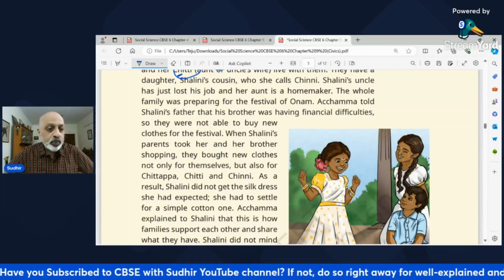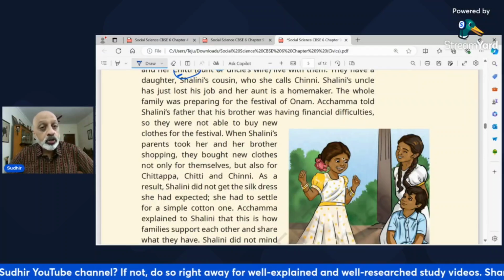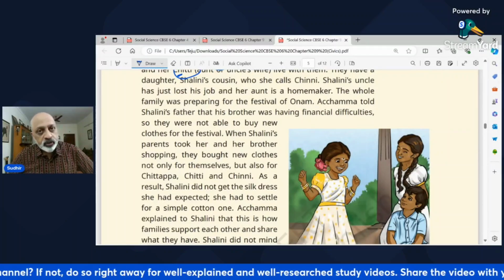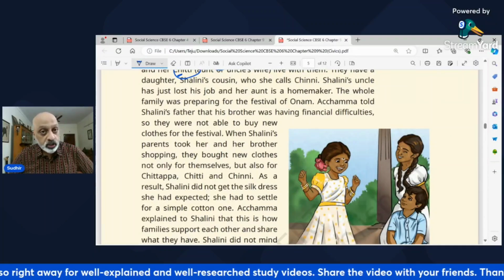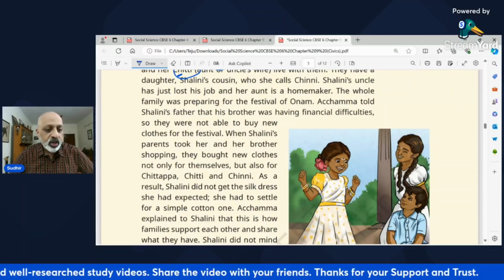So when Shalini's parents took her and her brother shopping for Onam, they bought new clothes not only for themselves, but also for Chittappa, that is the uncle, the aunt, and Chinni. As a result, Shalini did not get.